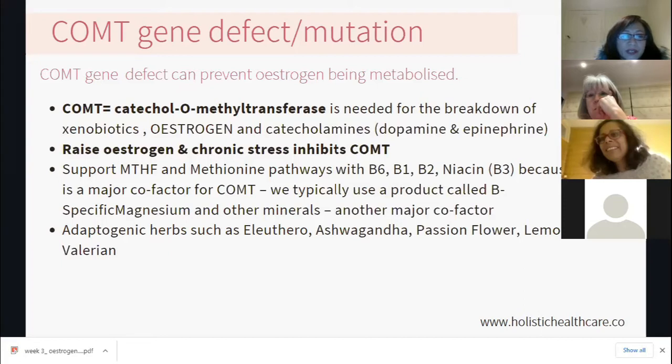And then you've got this vicious cycle where when you have raised estrogen and you have chronic stress, that inhibits COMT anyway. So even if your COMT is working mediocre and is trying to do its job with whatever capacity it's running on, if you have raised estrogen or estrogen dominance, that inhibits COMT. So that then allows you to have more estrogen, and then the more estrogen will cause the COMT to work less. So it's this negative vicious cycle that's going on. And then you've got other pathways. So you've got the MTHF, you've got the methylation pathway, the methionine, the whole thing's connected.